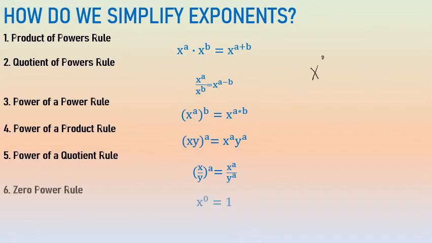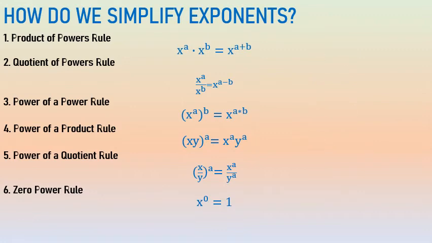So simple lang. Any base raised to an exponent of 0 will give you 1. So, ganun lang yung class. Number 6, zero power rule. Or let's say you have 4 raised to 0. That is equal to 1. Any base raised to a 0 exponent is 1. Z raised to 0, that is also equal to 1. Okay?